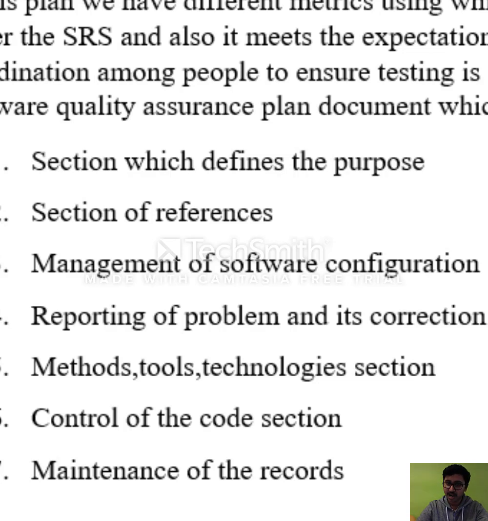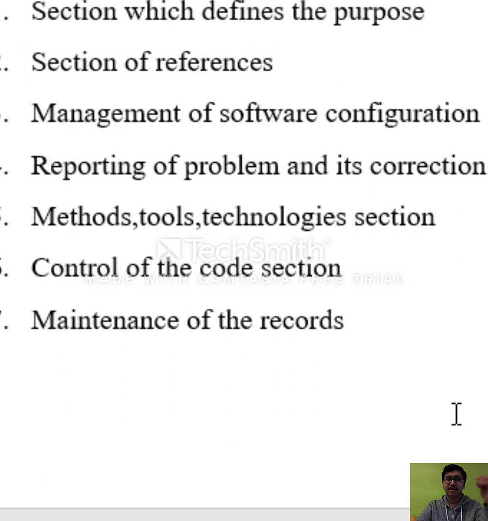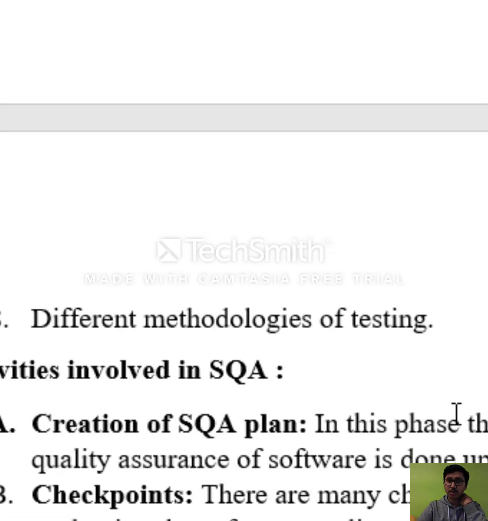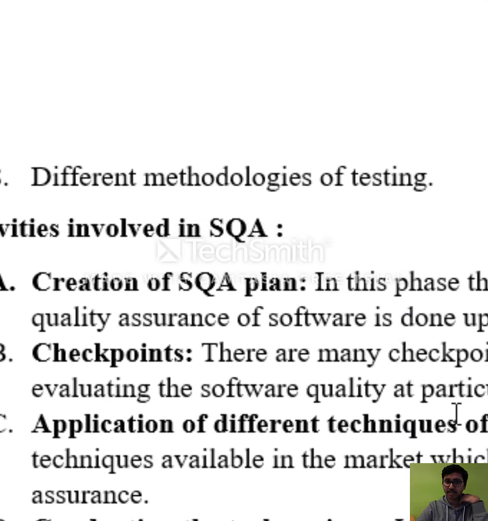There are different sections in that. The first one is the section which defines the purpose, then the section of references, management of software configuration, reporting of problems and correction techniques section. Then the methods, tools and technology section, the maintenance section, the control of code section, and different methodologies for testing.